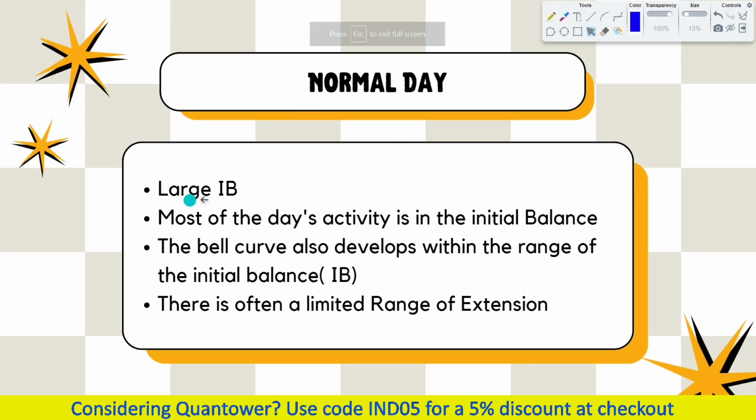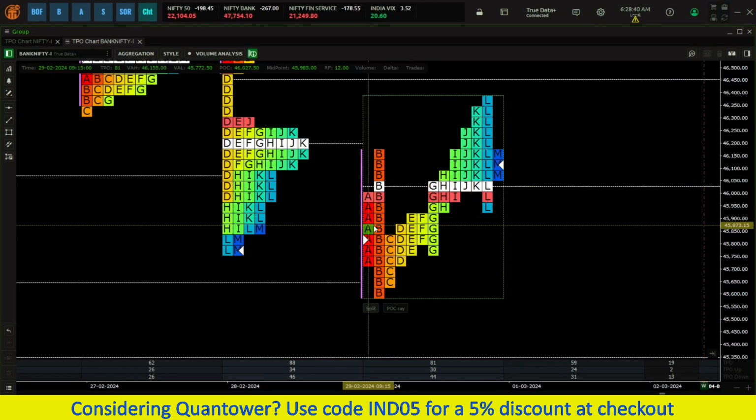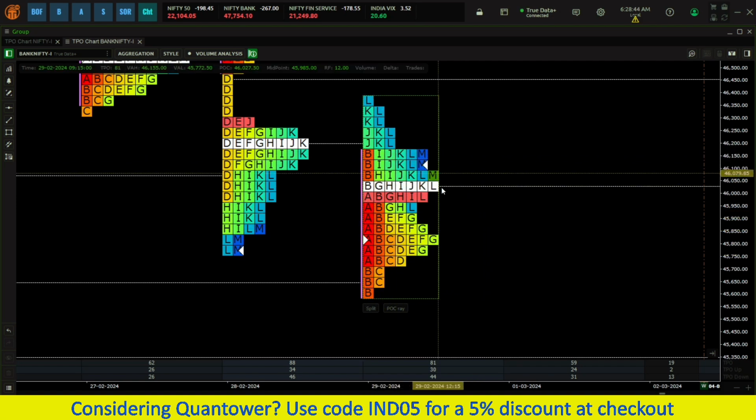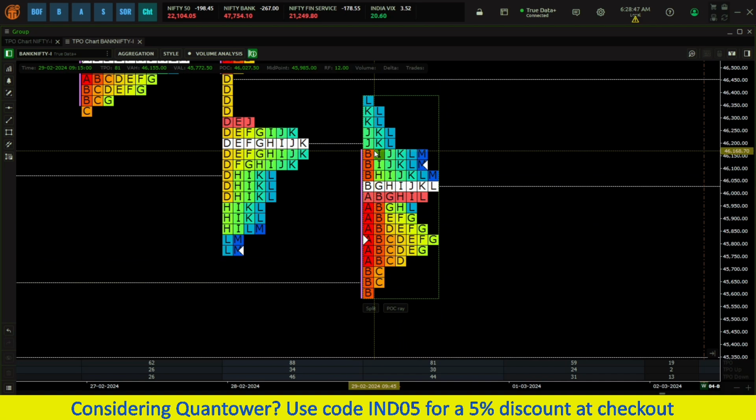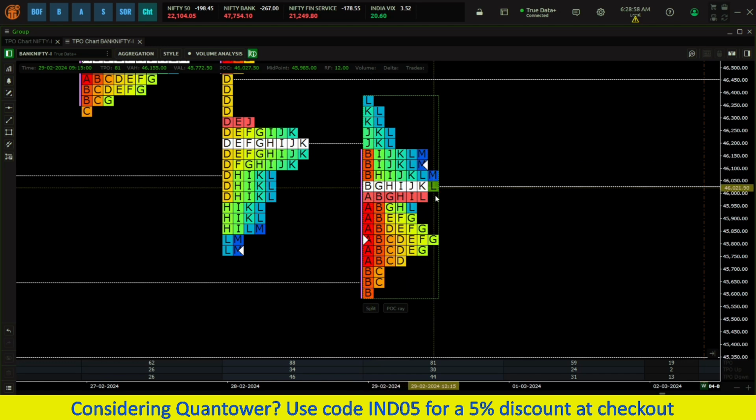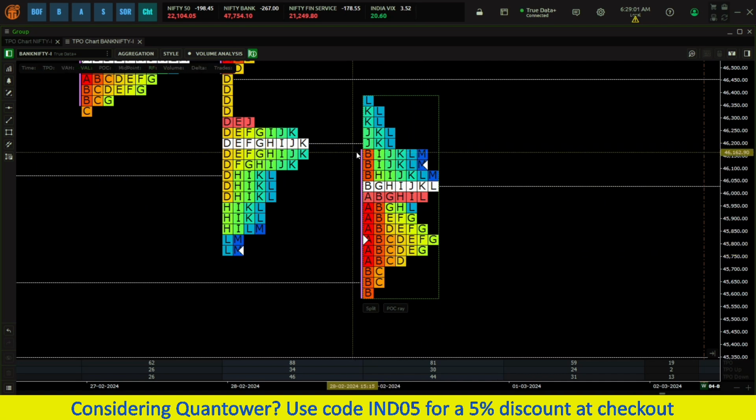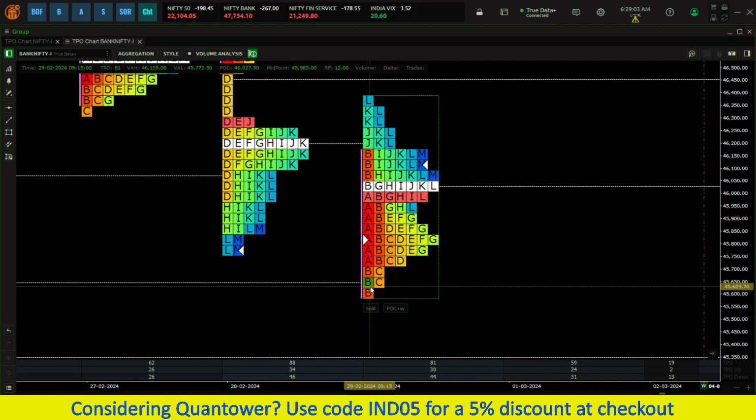If you come back to the characteristics, in normal days we usually see the large IB. Then most of the day's activity is in the initial balance. If I just double click, most of the trading activity happened inside the IB, the initial balance, right? Then what is the third characteristic which we discussed in the normal day? The bell curve also develops within the range of initial balance. Do you see this bell curve developed within the range of IB, right?